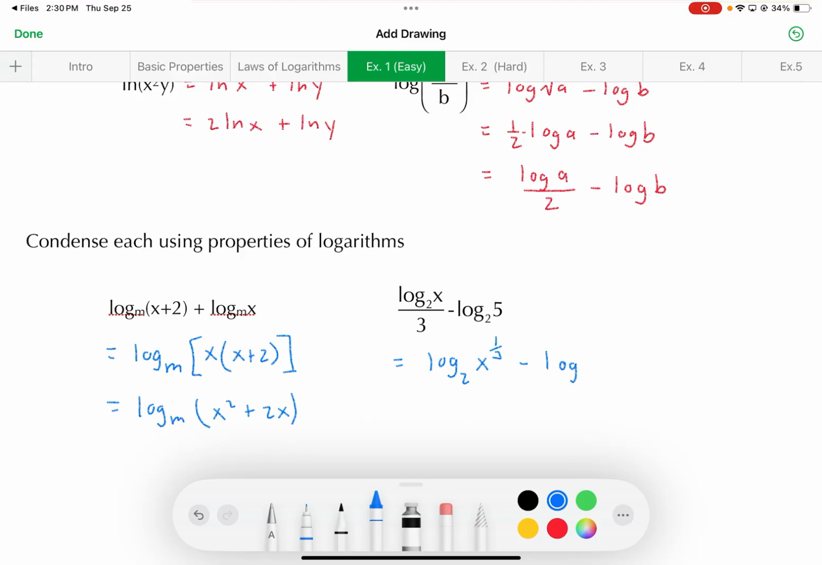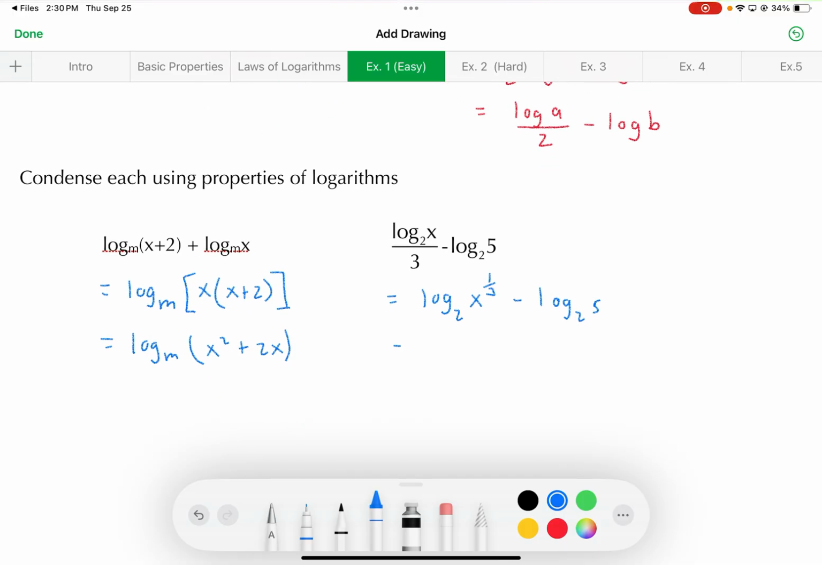Minus your log base 2 of 5. Well, x to the 1/3 is the cube root of x. And then because we're subtracting with the second log, I can use a quotient property and make this into the cube root of x divided by 5. Questions?